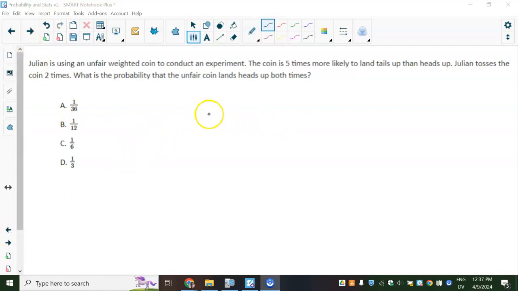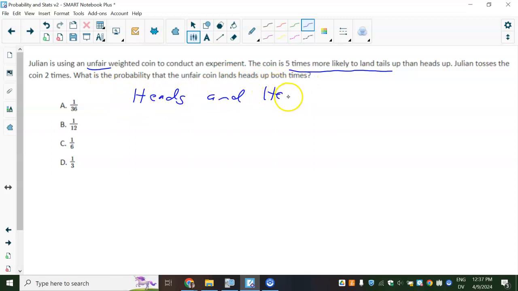Okay, so this one is, normally when you flip a coin, it's just a 50-50 chance of heads or tails, but this time it's unfair, meaning it's not 50-50. And let's see, it's 5 times more likely to land tails than heads up. So what is the probability that the unfair coin lands heads both times? So basically this is another and one, because you have to get a heads and another heads. Okay, and it's not going to be very good because it's 5 times more likely to be tails than heads. So see if you can figure out your chances of getting heads on one flip and then kind of go from there.